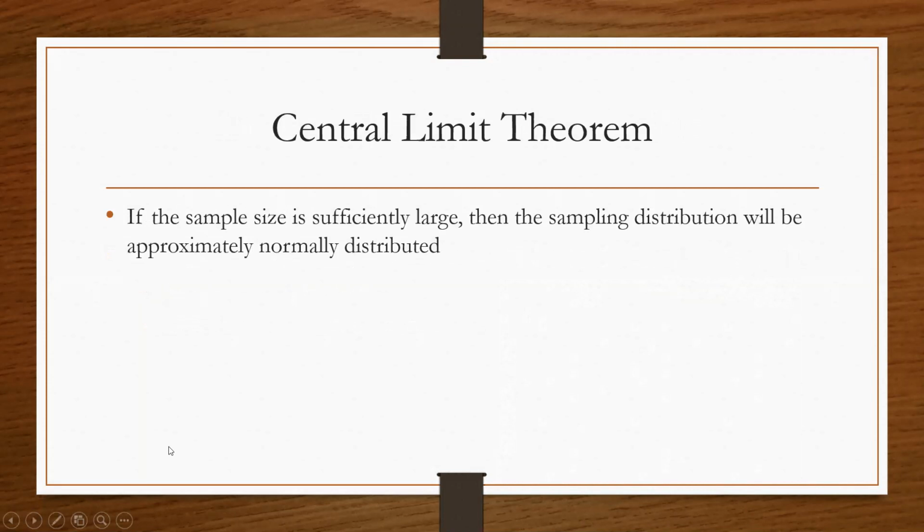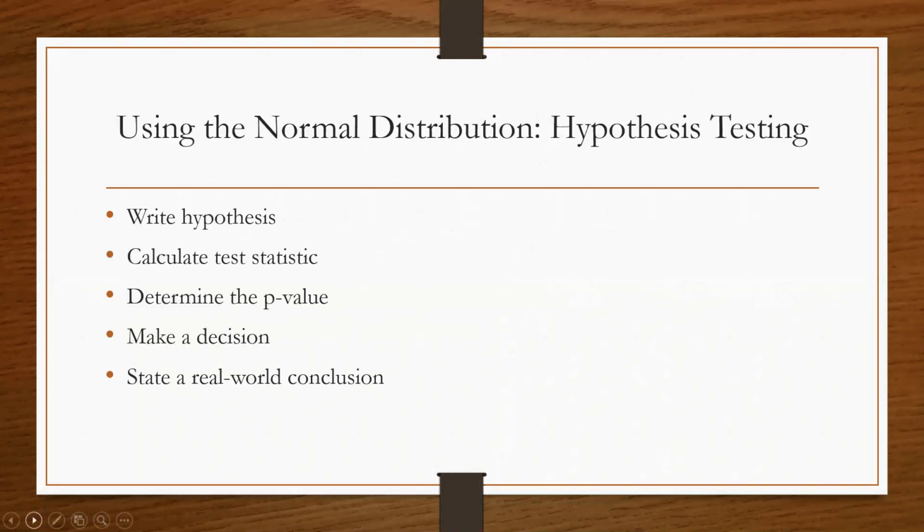All right, so next up we have the central limit theorem. Basically what it says is if the sample size is sufficiently large, then the sampling distribution will be approximately normally distributed. Easy enough. All right, so when we're using the normal distribution, we're going to want to use it for hypothesis testing. You're going to want to write out a hypothesis, calculate the test statistic, determine the p-value of that, and make a decision and then state a real-world conclusion. It's the exact same process as regular hypothesis testing.